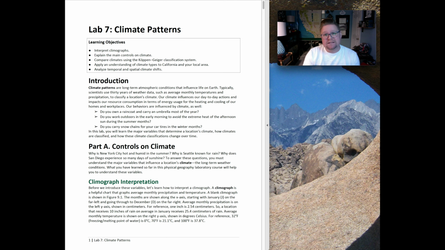So when we say that climate is changing, we're not saying that one day is different than the next. We're saying that we have seen patterns over decades of change. And that's a really, really important piece to understand here.